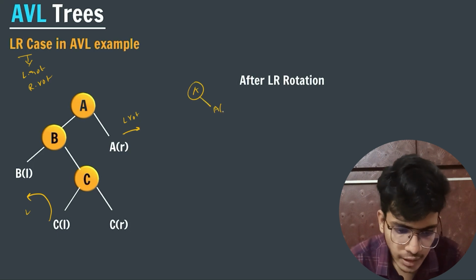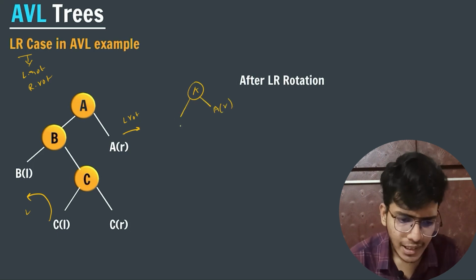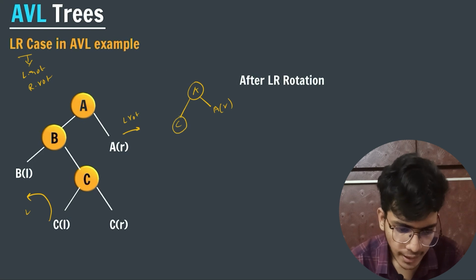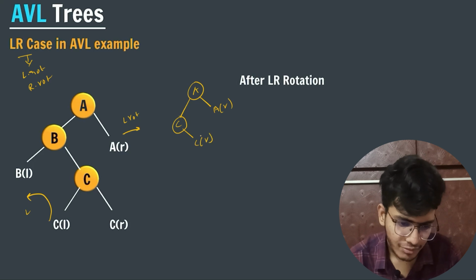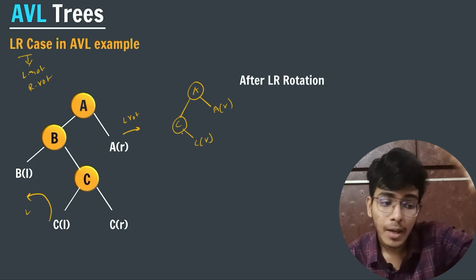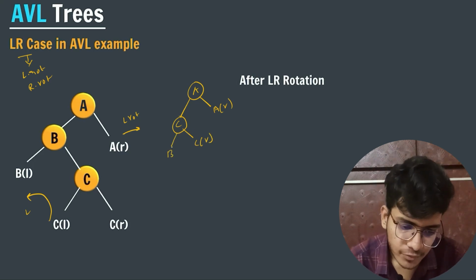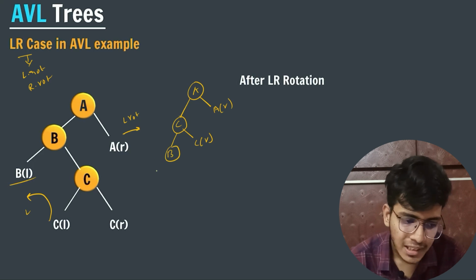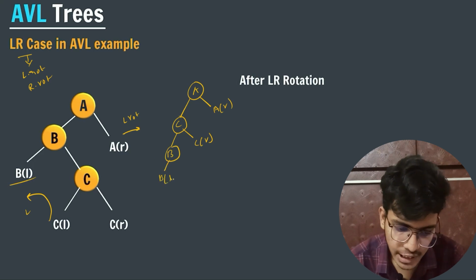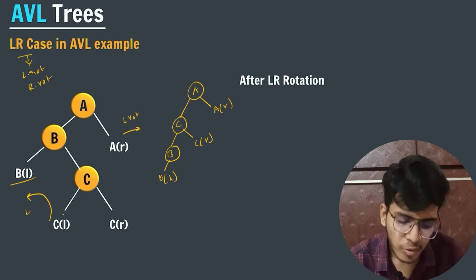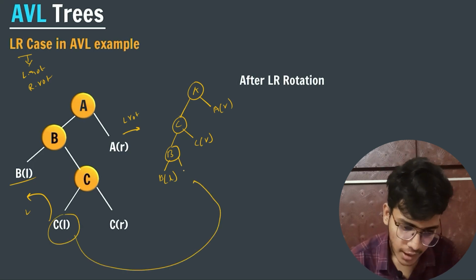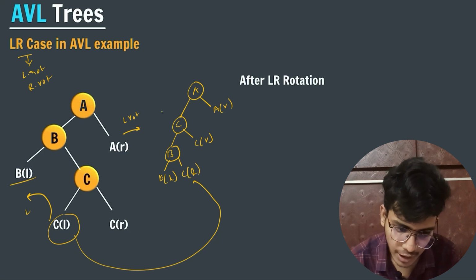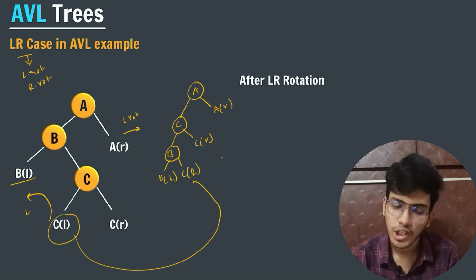A and its children will remain the same, and C will come here. C's right part will remain the same, but B will come on its left part. So B will come on its left, and B's left will also remain the same. Here you can see that I am only missing C's left part. So this C's left part will come here. This is what left rotation will do.